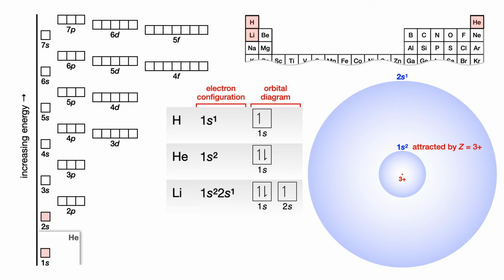And so the 1s orbital in a lithium atom is actually much, much smaller than it would be in a hydrogen atom.